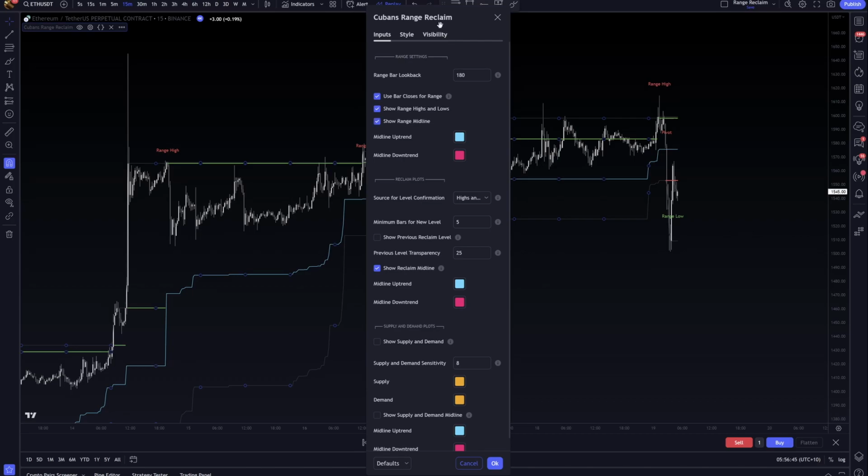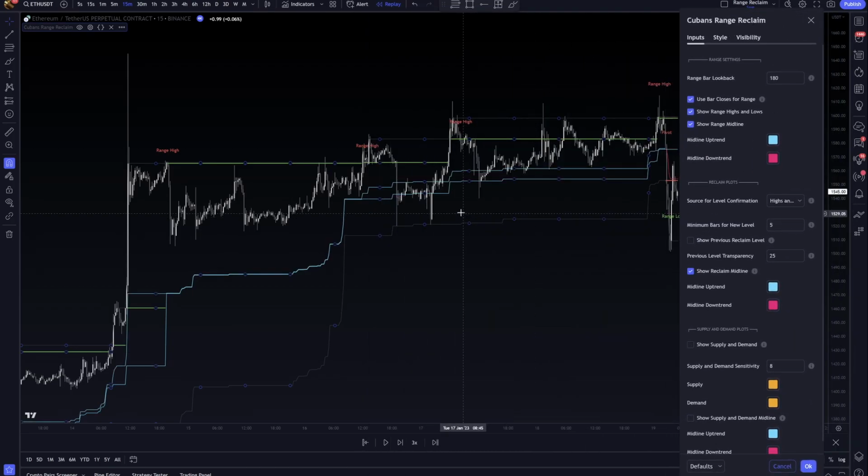Now, we also have the range midline. This is a midline that actually just uses the range high and low. It doesn't use the reclaim high and low. I prefer the reclaim high and low myself.